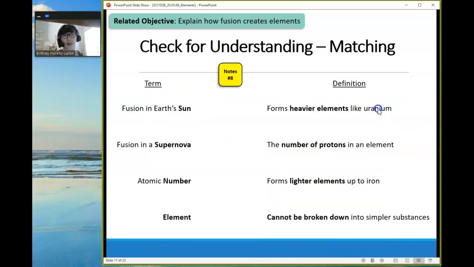All right. So at this point, you should be able to match these up. Go ahead, pause the video, try this out on your own, and then when you think you have the answer, continue playing.